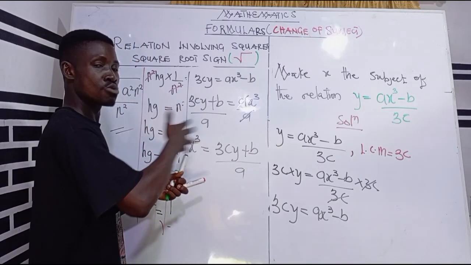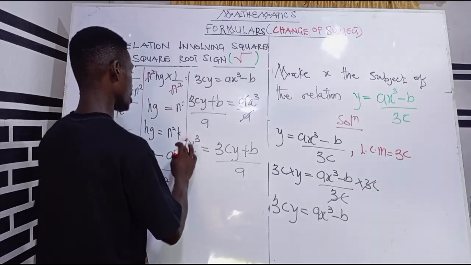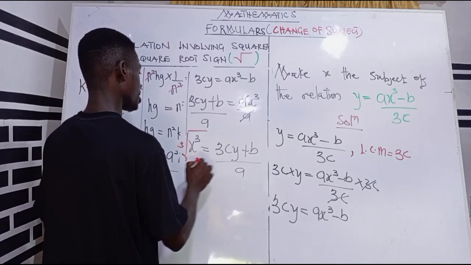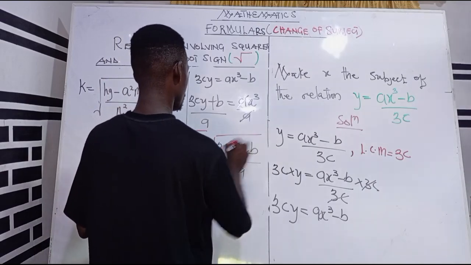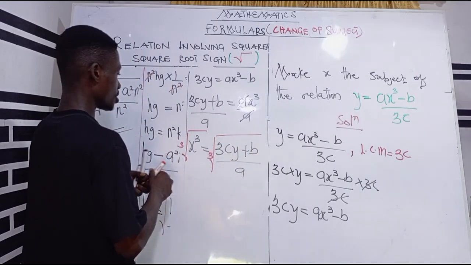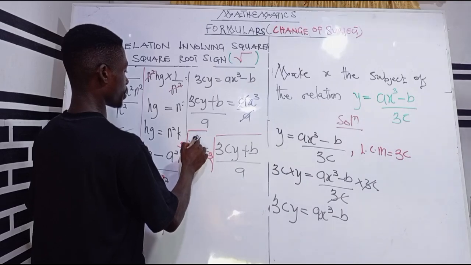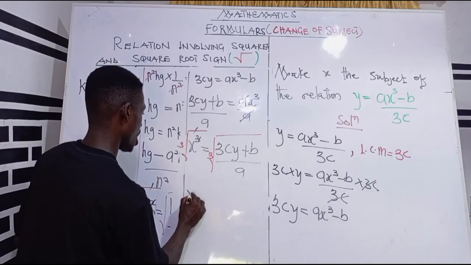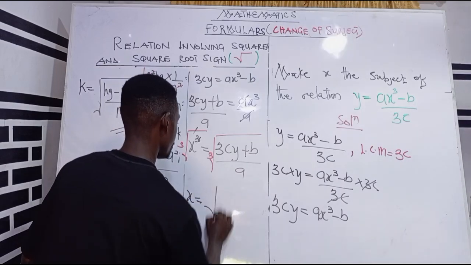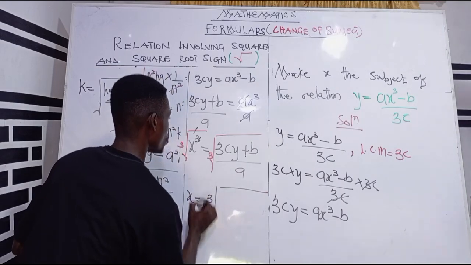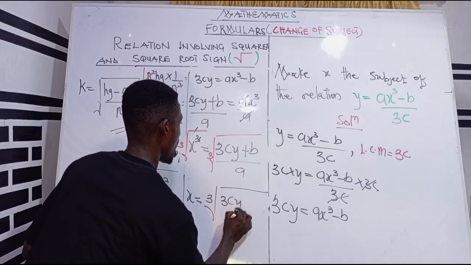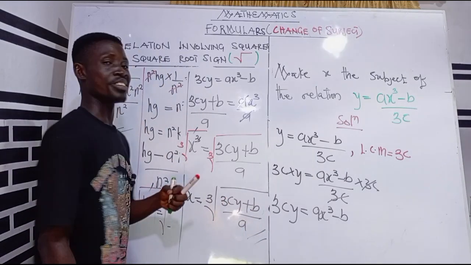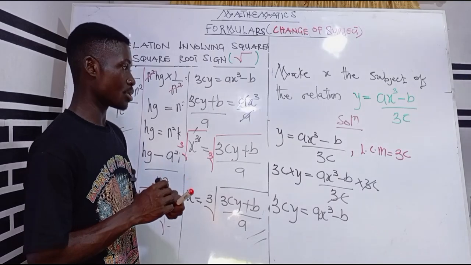We take the cube root on both sides of the equation. So let's take the cube root of both sides of the equation so that this power 3 will cancel the cube root sign, and then we have our x equals cube root of 3cy plus b all over a. Very, very simple. I guess you were following.